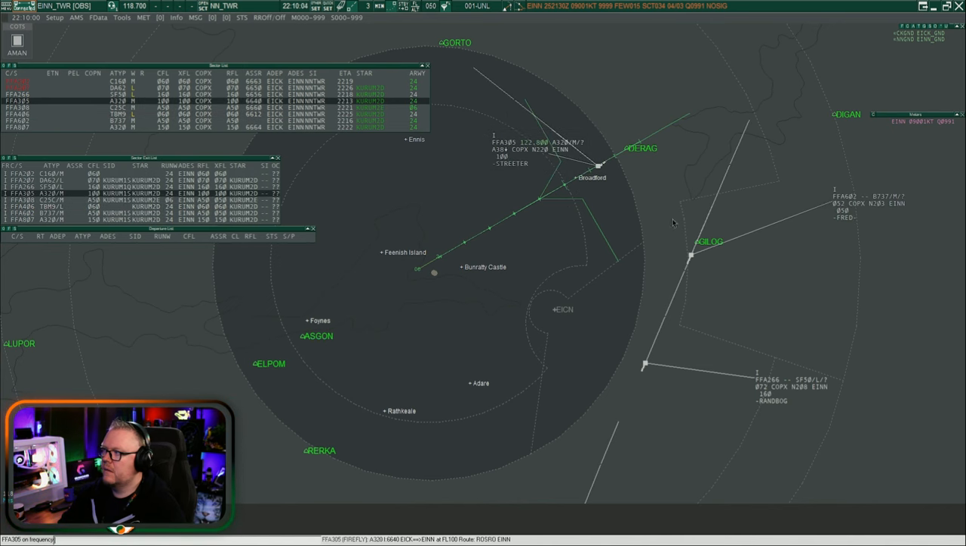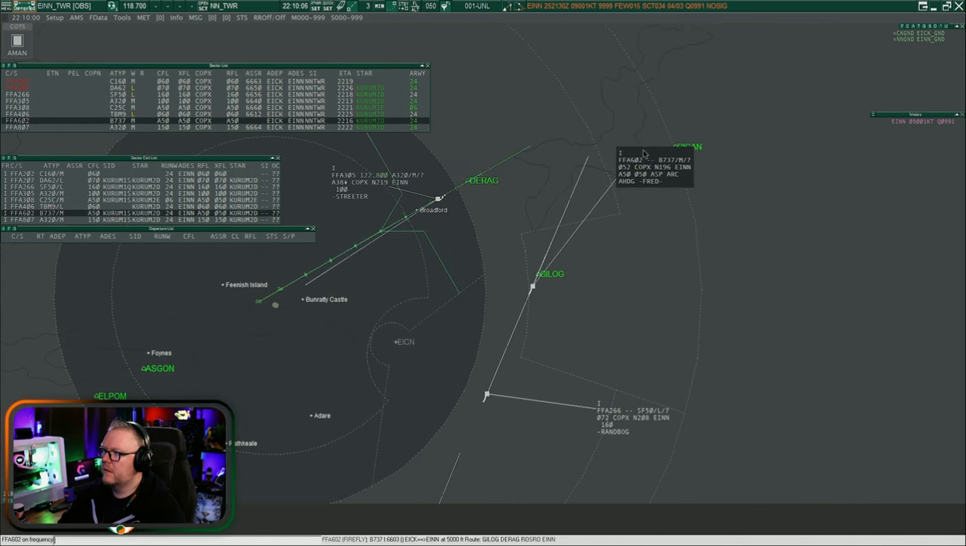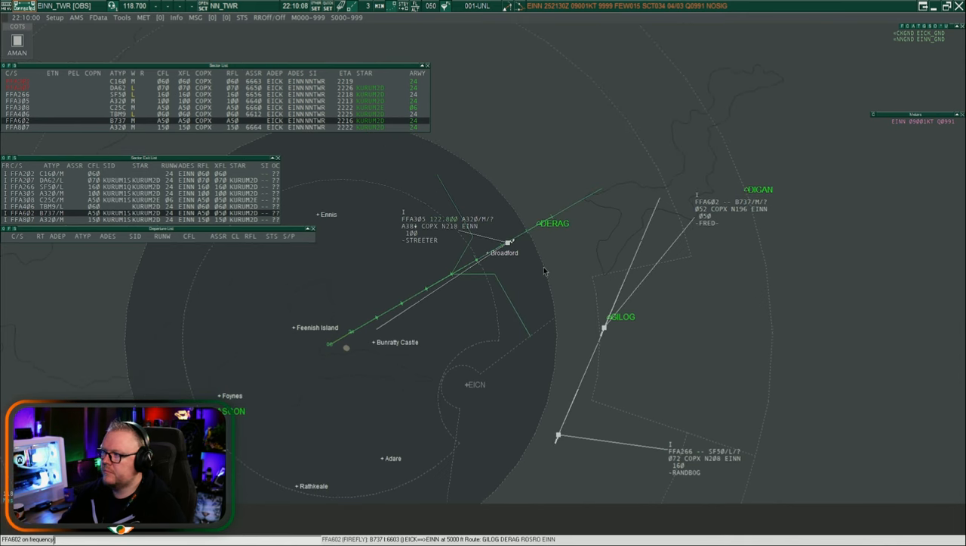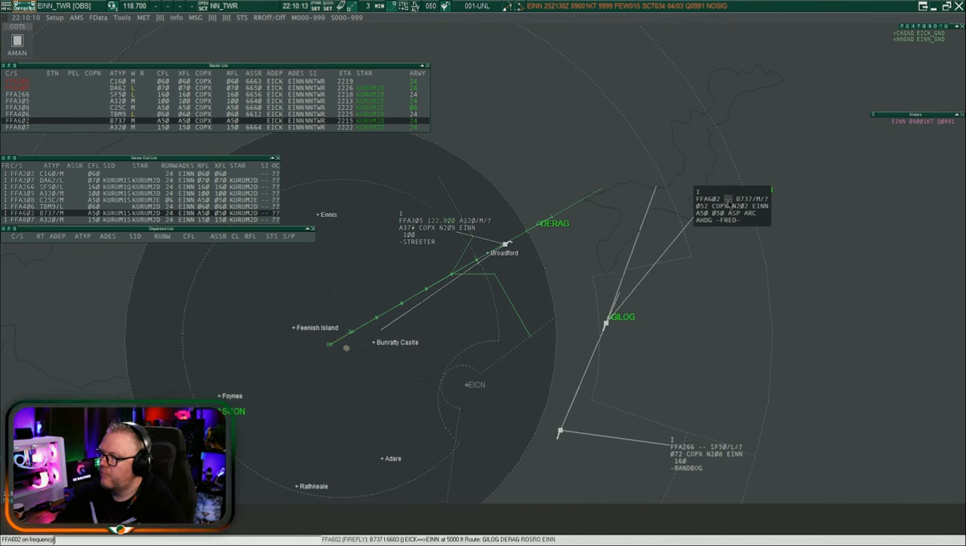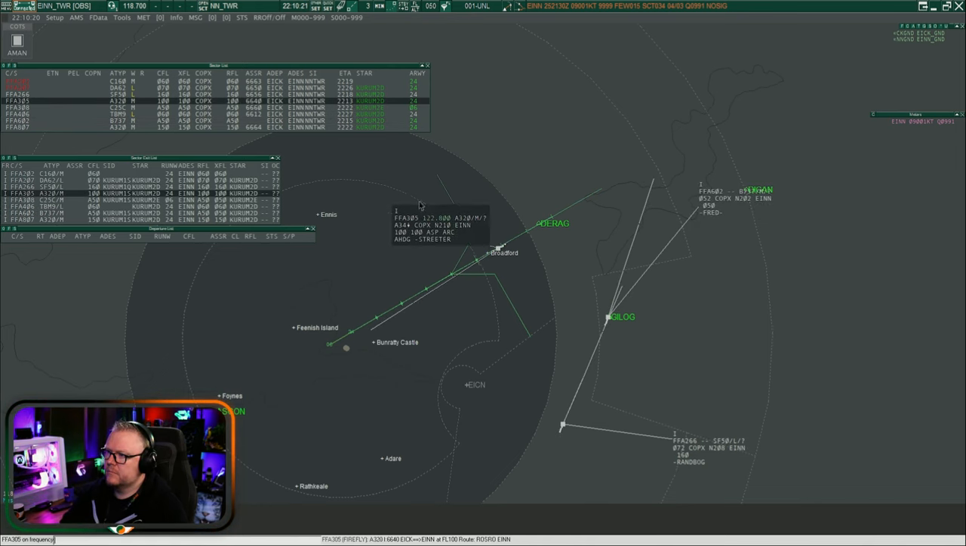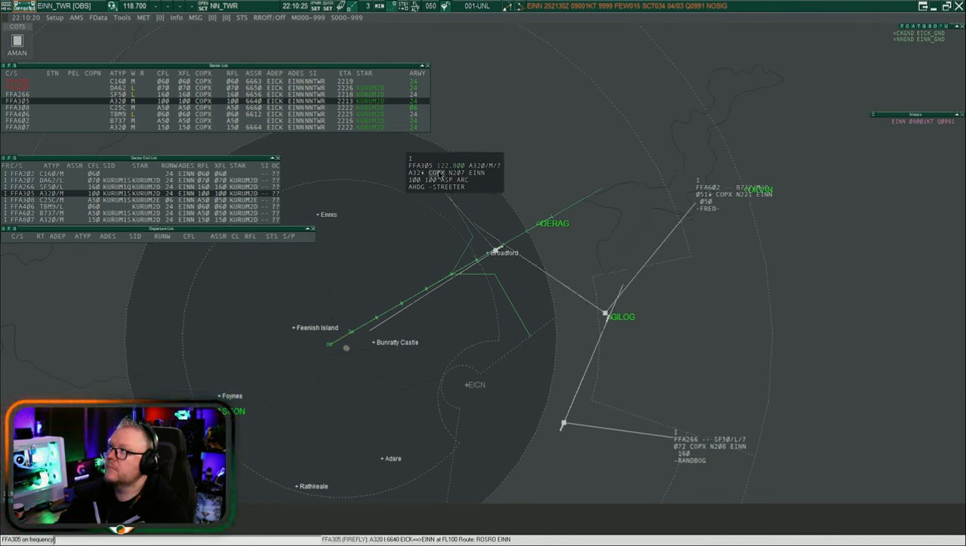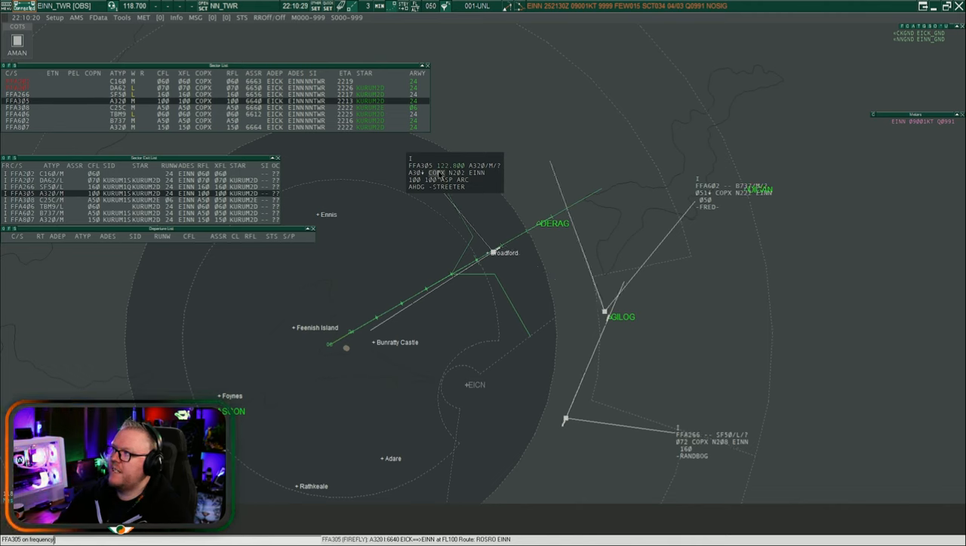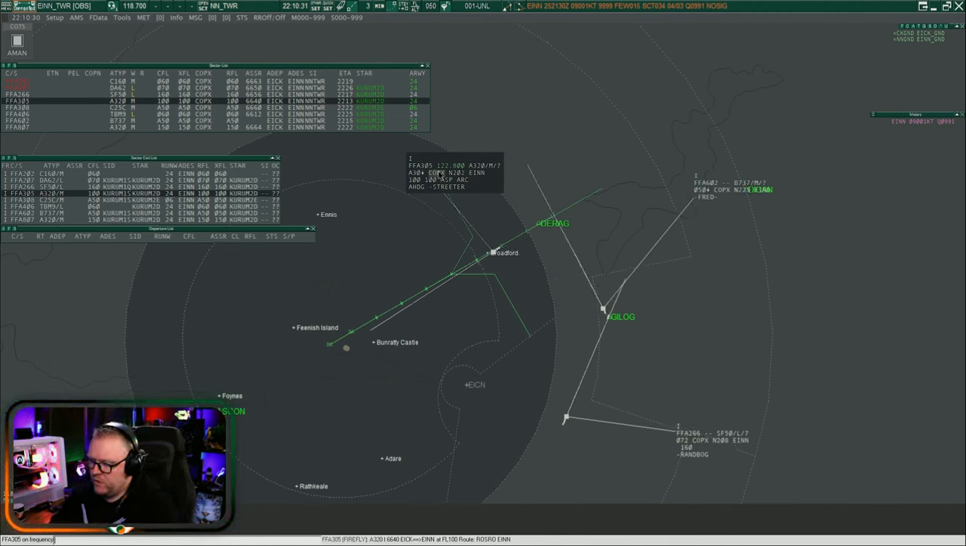Shannon Tower, Firefly 602, inbound, DRAG 6000, descending to 3000. Firefly 602, Shannon Tower, hello. Continue and call me back when established on the localizer. 305, established on localizer, runway 24. Firefly 305, winds 090 at 1 knot, runway 24, clear to land.